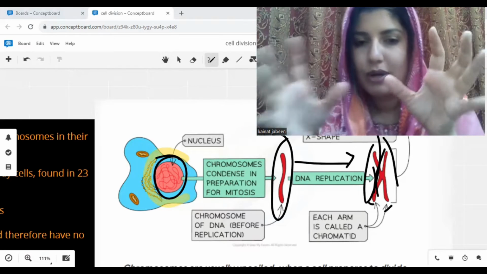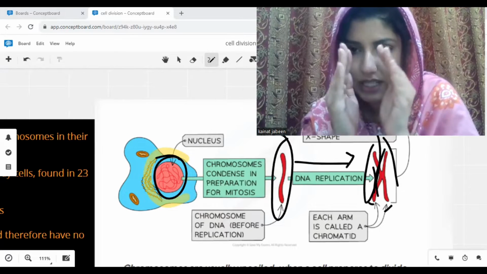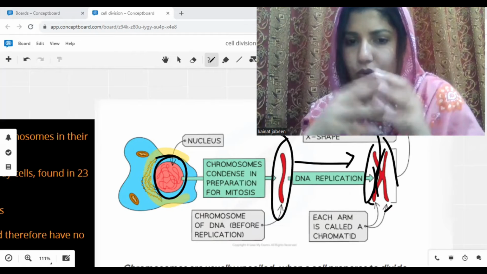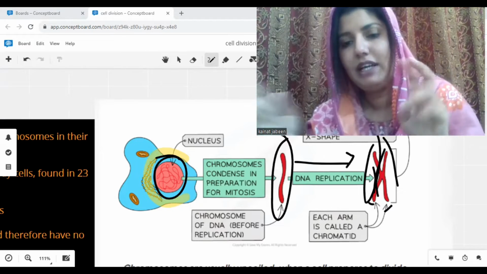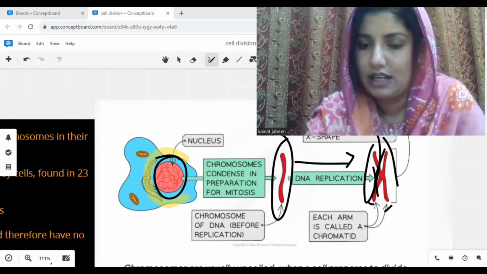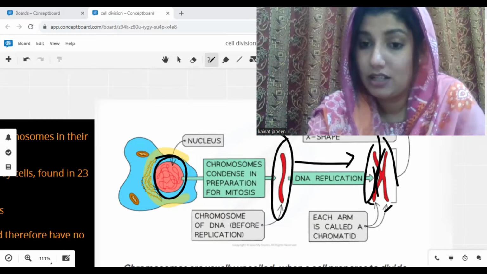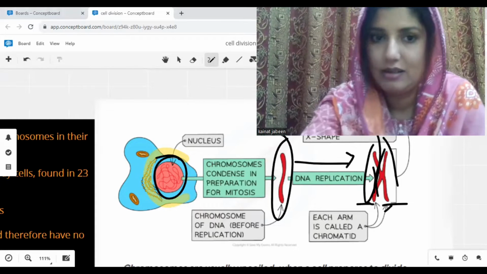So this is all about how the cells are going to divide, a basic thing, or in short form: chromosomes condense and DNA replicates and makes two sister chromatids. One is called a chromatid, the other one is also a chromatid, and they are both together. We call them sister chromatids.